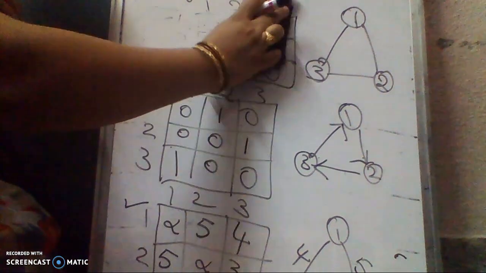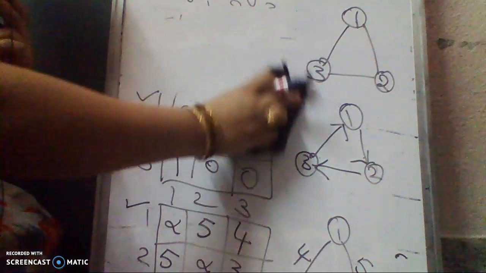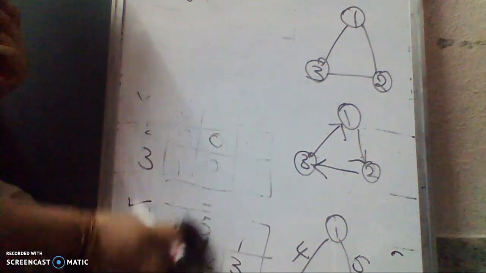In the same way, we will write for the adjacency list. We'll see how to create the adjacency list and how to represent the graph in the form of an adjacency list. First we'll take one sample graph. I'll take a simple graph with three vertices: 1, 2, and 3. Adjacency list is nothing but the name itself.